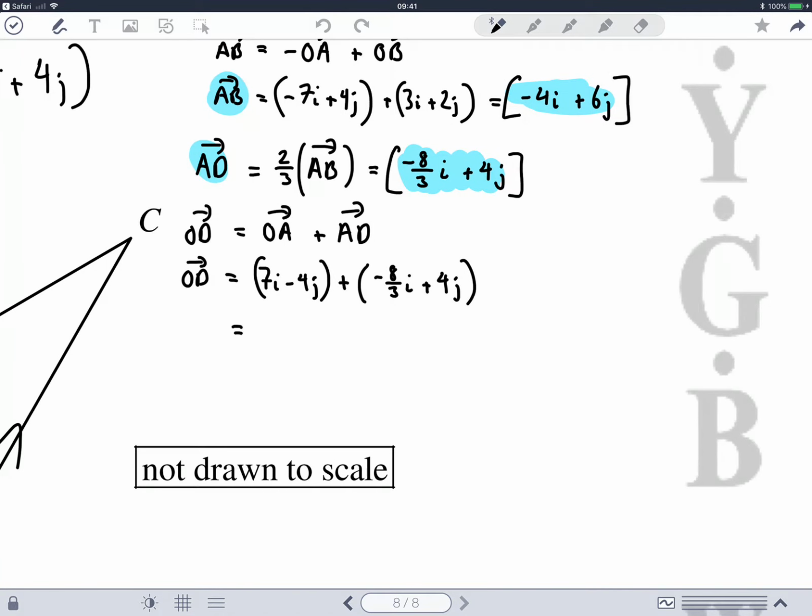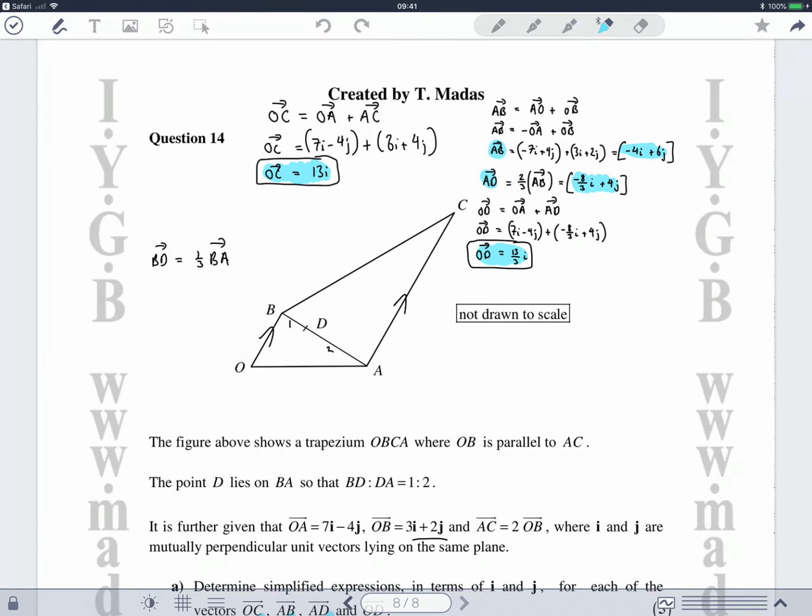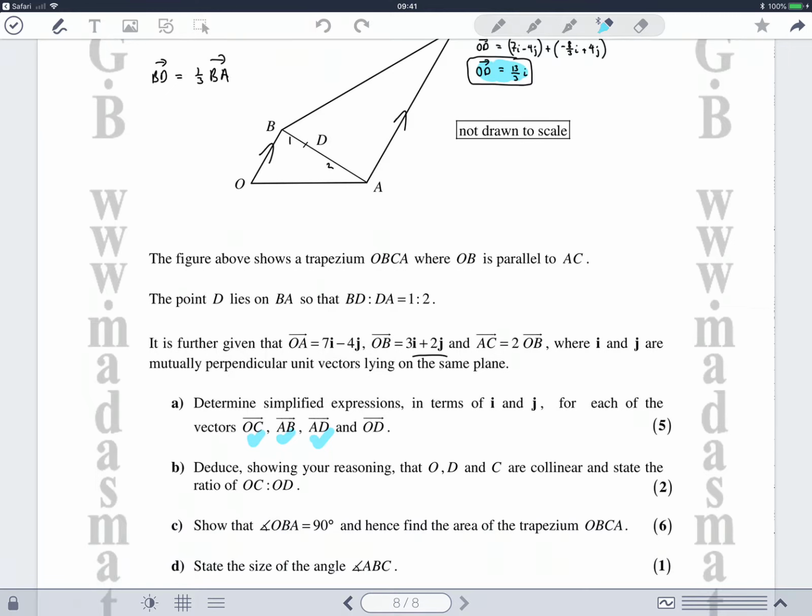7i minus 8/3: 7 is 21/3, so 21 minus 8, I believe, is 13/3 of i, and minus 4j plus 4j is nothing, so O to D is just 13/3 of i. That's particularly interesting because that means it's parallel with O to C. And it says, deduce your reasoning that O, D, C are collinear.